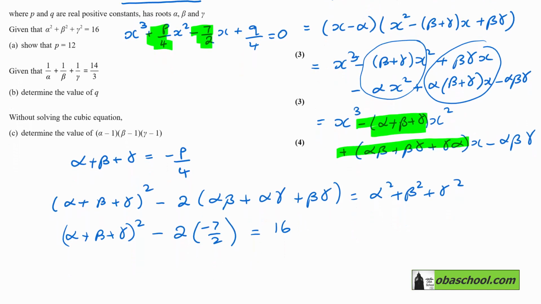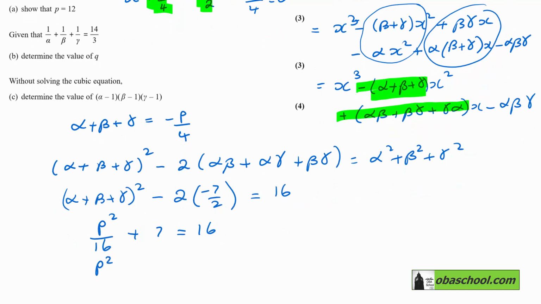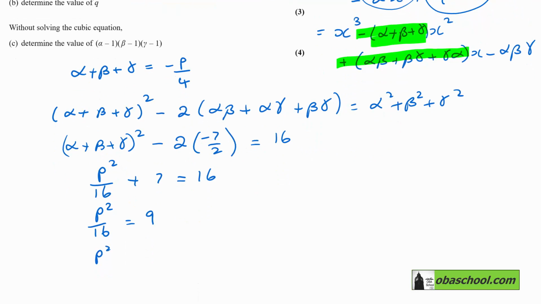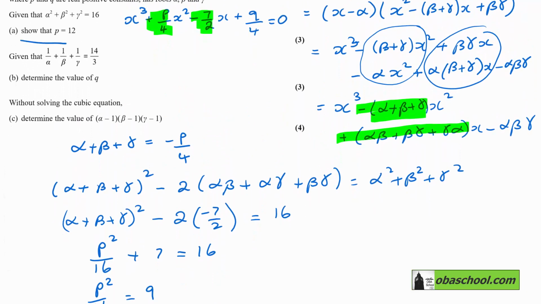Now, alpha plus beta plus gamma is negative p over 4, so this is p squared over 16 plus 7 is equal to 16. So p squared over 16 is equal to 9. P squared then is going to be 9 times 16, which is 144, giving us that p is equal to 12, since we were told that p is a positive constant, so it can't be negative 12. And then we have done the first part of the question.